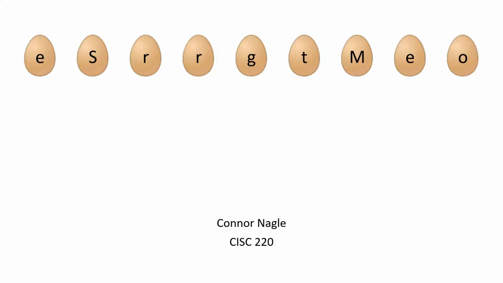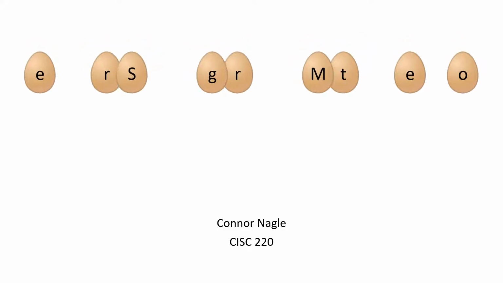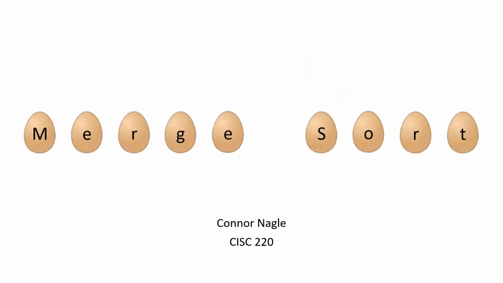Oh no, it appears my eggs have been scrambled. Luckily, I was able to use merge sort to unscramble them. But how does this algorithm work?